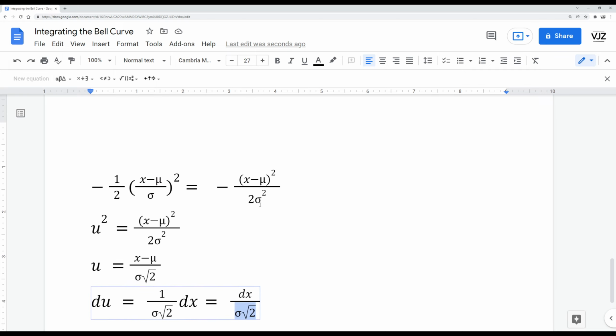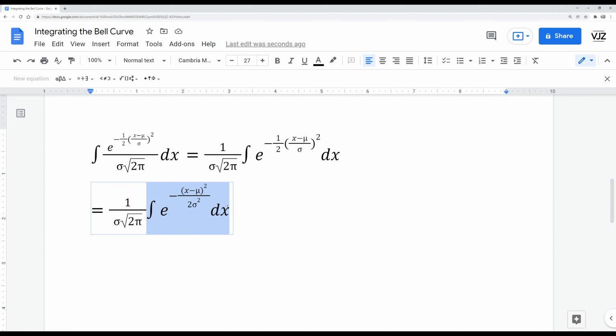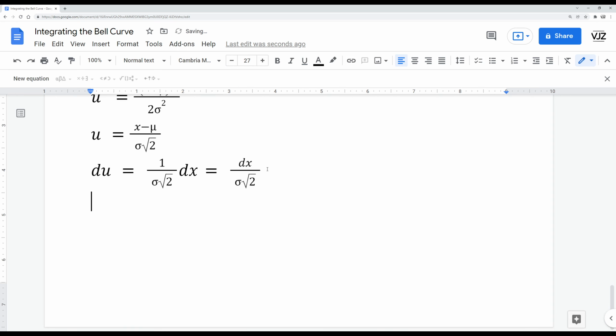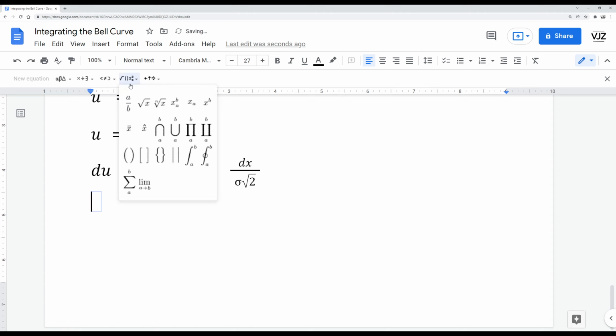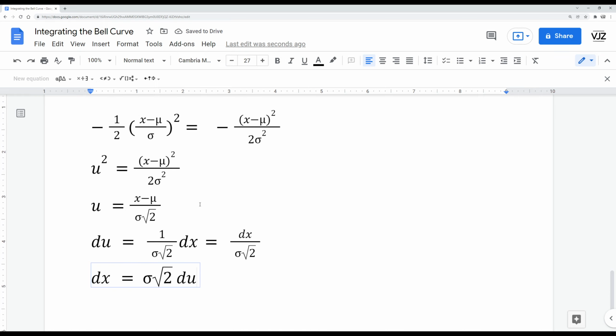Now let's see if we have a du up here. Nope, we do not have a du, but we do have a dx. So why not solve for dx? Let us do this right here. dx. Whoops, why did I use a fraction? dx is just, multiply this on both sides, so sigma square root of 2, and then du. There you go. So that is our u substitution complete.